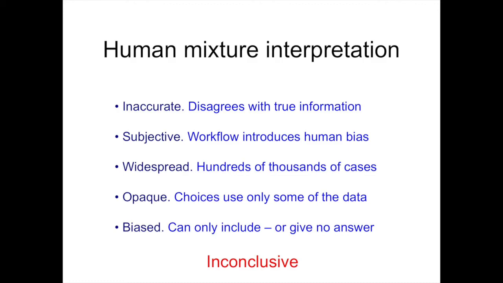So there's a past that is problematic. The methods are opaque because there's human choices that are using only some of the data, and we don't really know how those choices are made in any objective way. And the methods are biased in multiple ways. You look at the answer as part of the process, but also you can only include somebody who you've decided is there or give no answer. You can't exclude. And most of the time, the answer is inconclusive, which means no report is written at all.